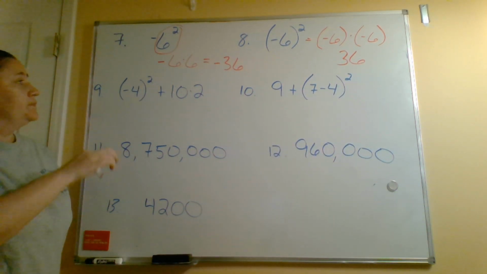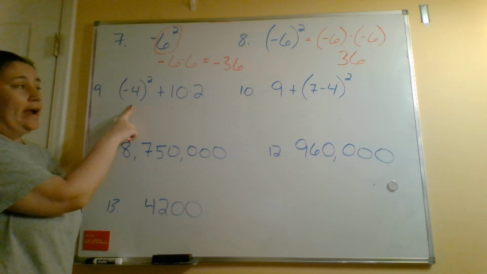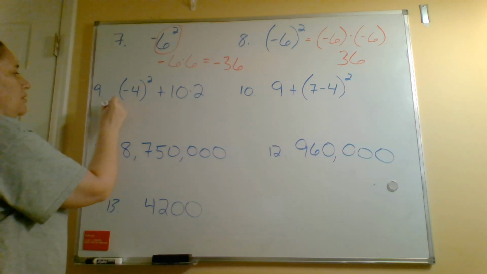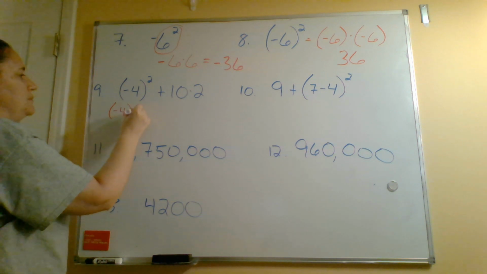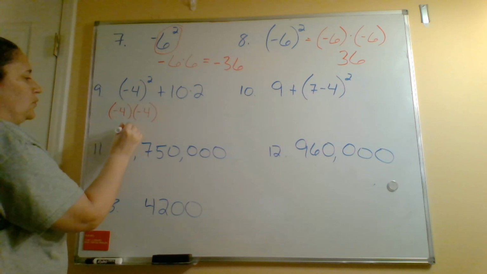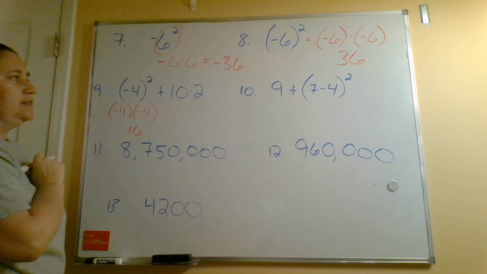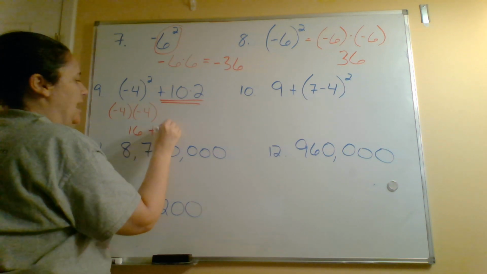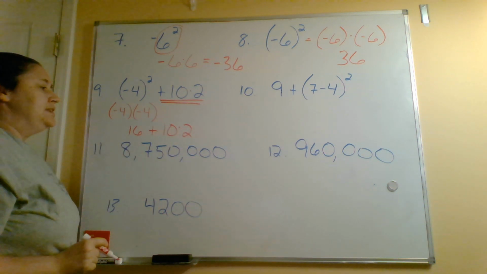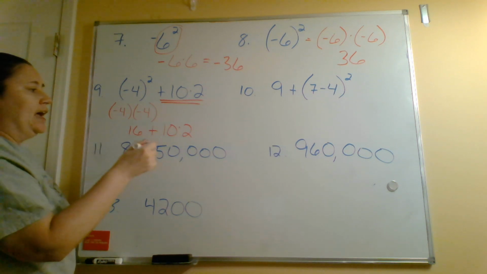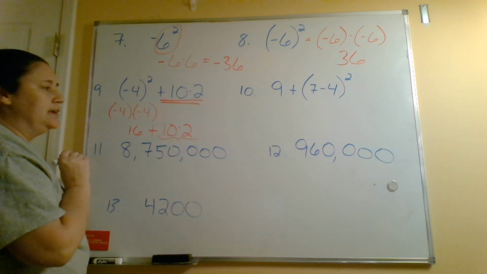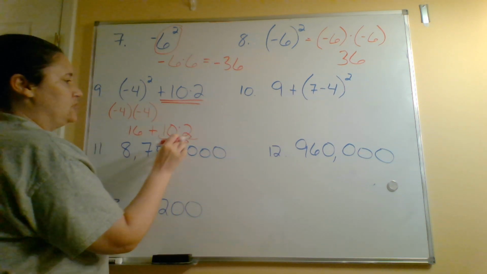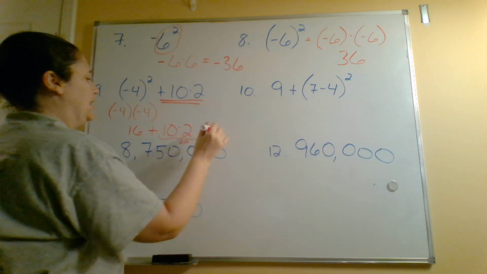For number 9, we have negative 4 in parentheses squared plus 10 times 2. Negative 4 in parentheses squared means negative 4 times negative 4. 4 times 4 is 16, same sign, positive. So this is 16, and then write down the rest of the problem, plus 10 times 2. Now we follow the order of operations, which means we have to multiply before we can add. 10 times 2 makes 20. So this is 16 plus 20. And 16 plus 20 is 36.